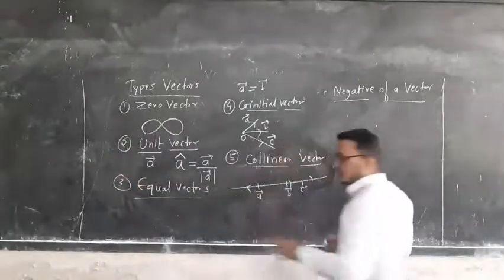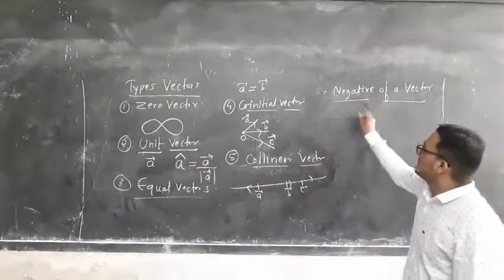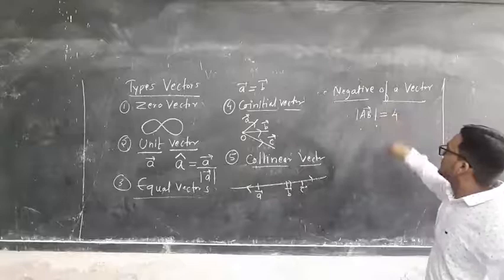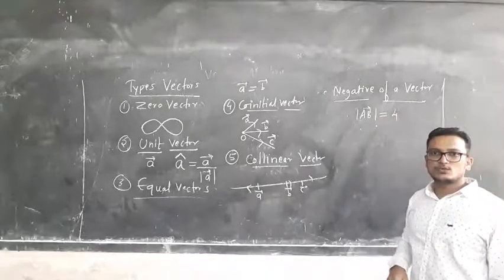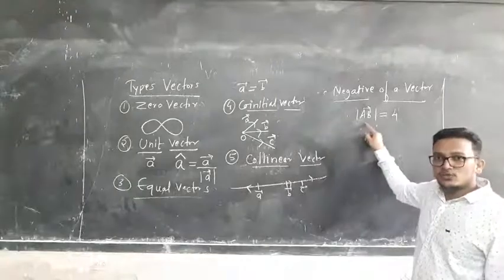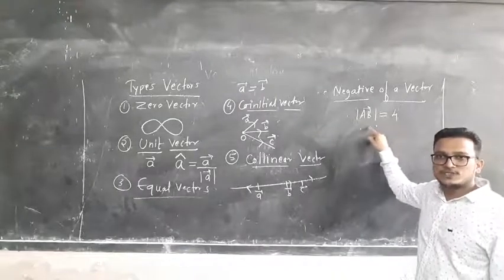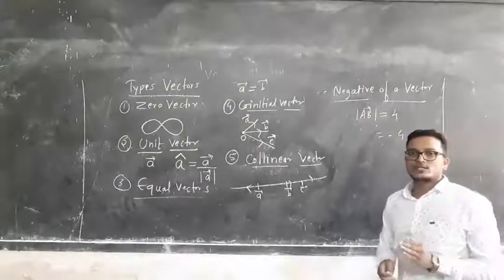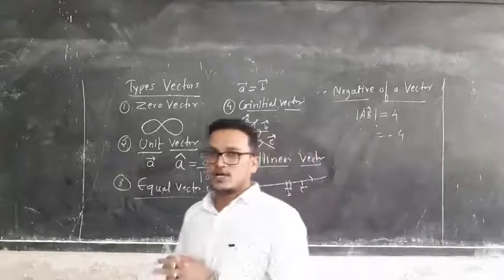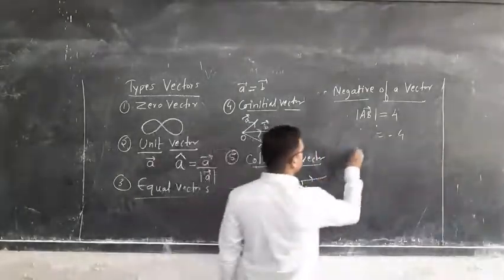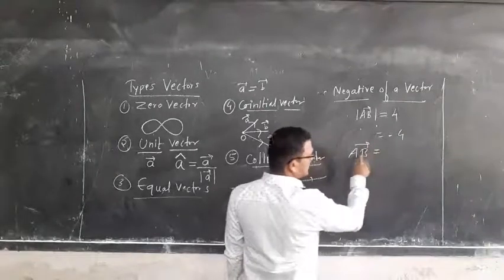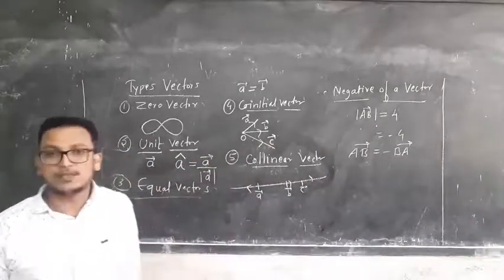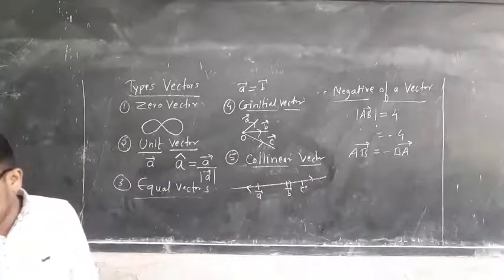For example, simply I will try to make you understand the definition. Suppose the magnitude of vector AB is equal to 4. Then the negative of this vector AB will be what? Minus 4. Why? Because they are the same in magnitude but opposite in direction. Or suppose I ask what is the negative of the vector AB, it will be minus BA. That is called the negative of a vector.